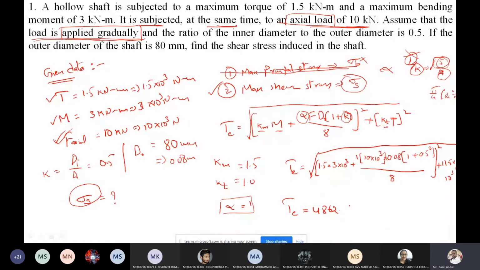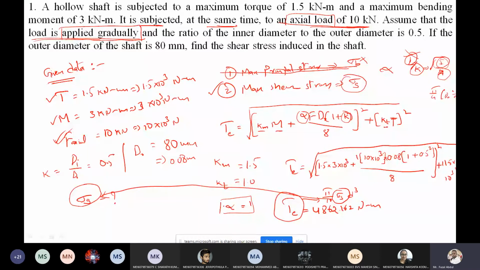4862.162 Newton meter. Okay. Now the question is asking what is the maximum permissible shear stress induced in the shaft. So to calculate the permissible shear stress, what is TE here? Equivalent torque, that is pi by 16 into sigma s into d cube. So in this equation you can find the sigma s value that is asked in the question.